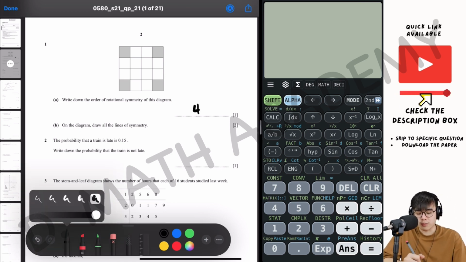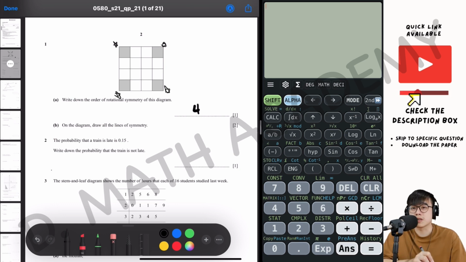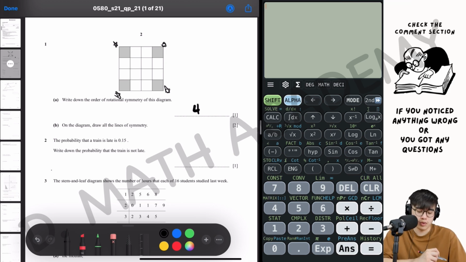Some of you might wonder why is it so. The reason behind is that, for example, if you were to take this as the indicator or the starting point, when you rotate it, it will fit into this part again. Same goes to here and itself. So in total, there are 4 turns that you can make and it will fit back to the original shape. That's why the result of this will be 4.